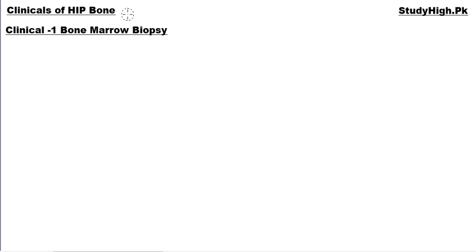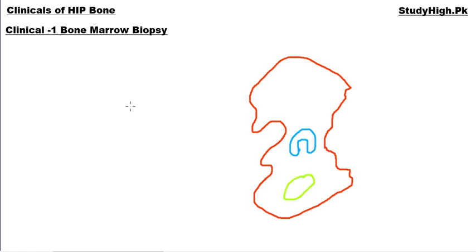Our first clinical, number one, is bone marrow biopsy, in which we will discuss the role of the hip bone in bone marrow biopsy, and why we perform bone marrow biopsy. First of all, you must know the structure of your hip bone.